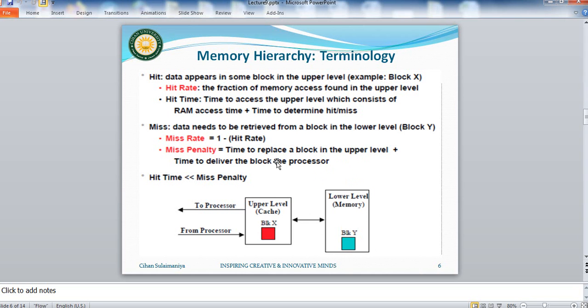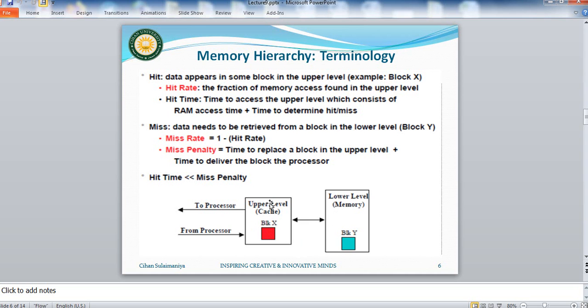So it will be the data needed to be retrieved from the block in the lower level or in the RAM. So it's going to be 1 minus the hit rate. So that's the miss rate. Now there is a miss penalty rate, which is the time to replace a block in the upper level. So if you open the information, it is going to take time to bring the information here in the upper level.